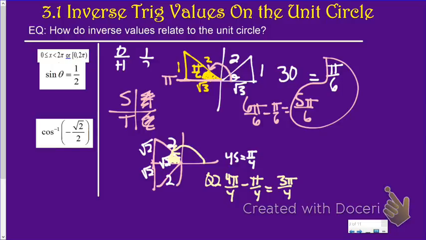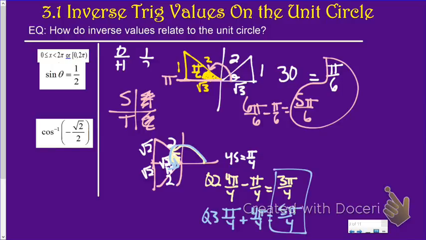If I go to quadrant 3, my reference angle is still 45. I would start at 0 and go past pi and then go an additional pi over 4. So in quadrant 3, I'm going pi over 4 plus 4 pi over 4, which puts quadrant 3's answer at 5 pi over 4. And again, both of those are correct.